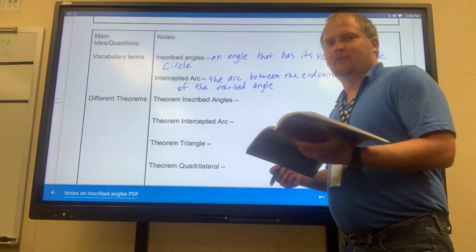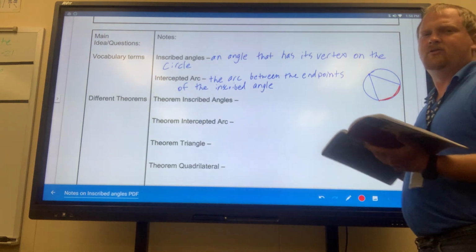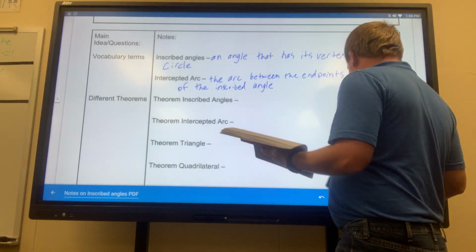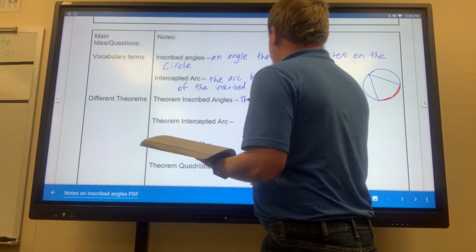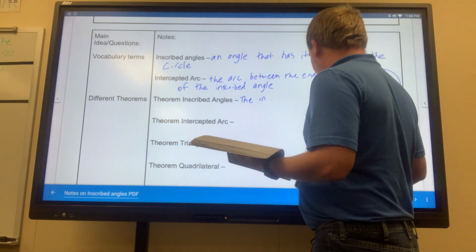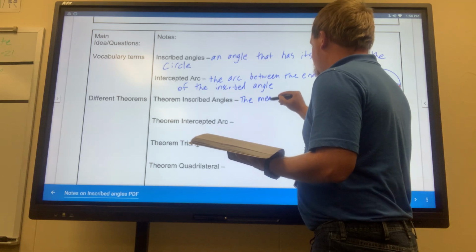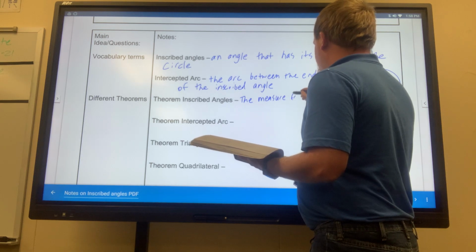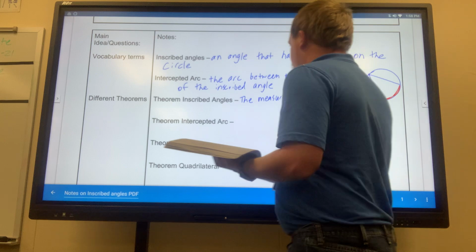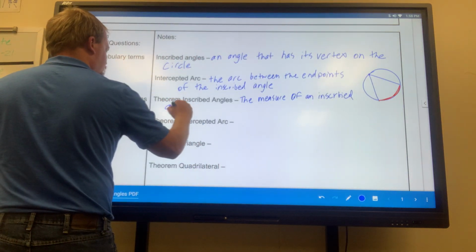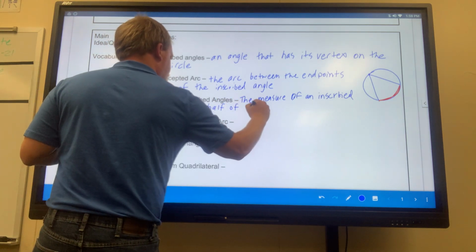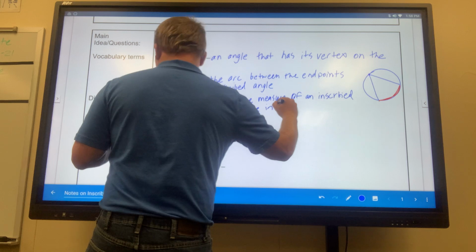Now, there's a couple of theorems that we need to discuss that have to do with inscribed angles. So for example, the measure theorem of inscribed angles: the measure of an inscribed angle is half of the intercepted arc.